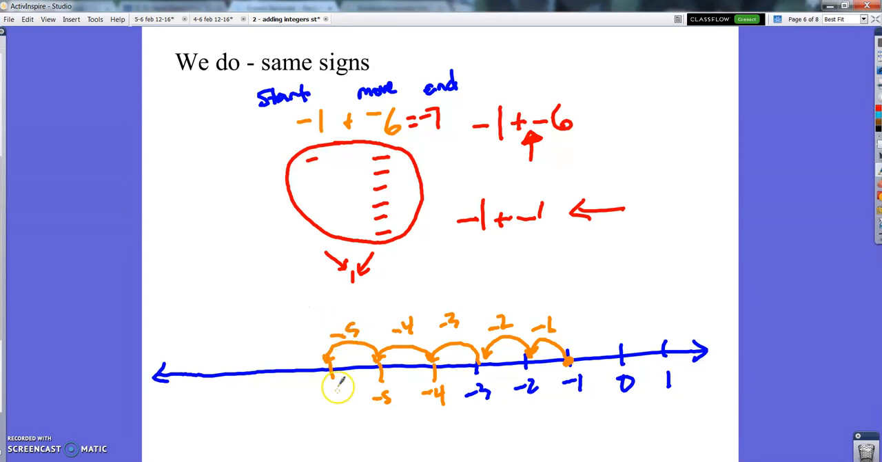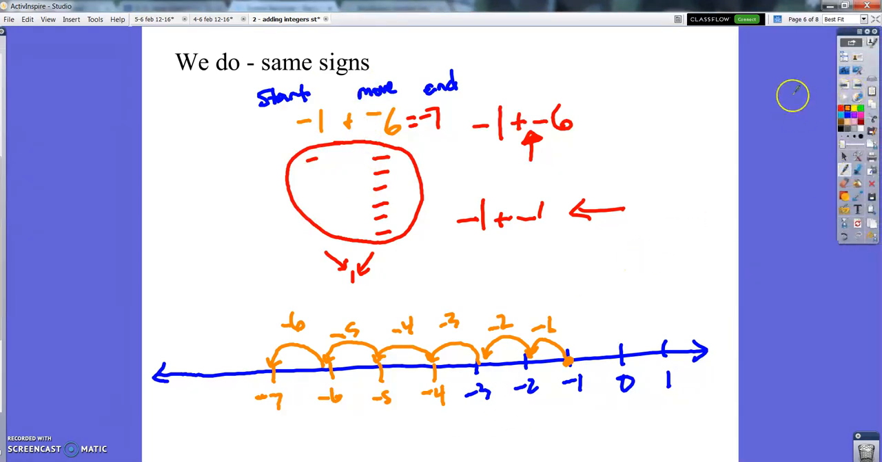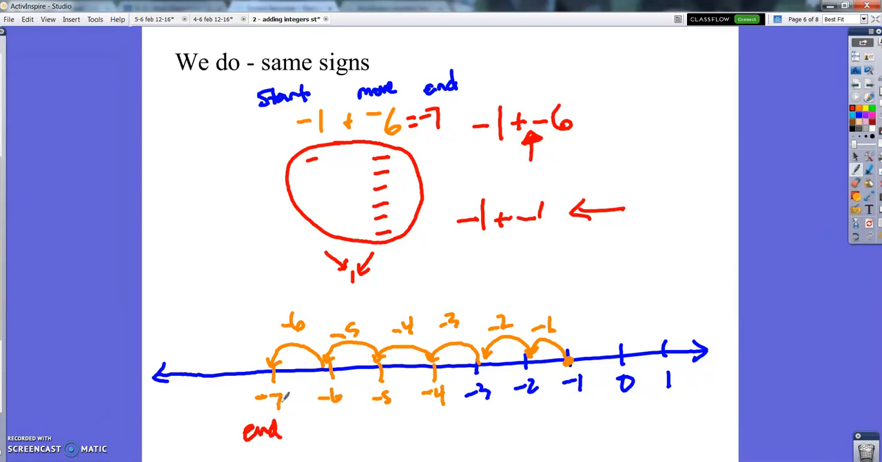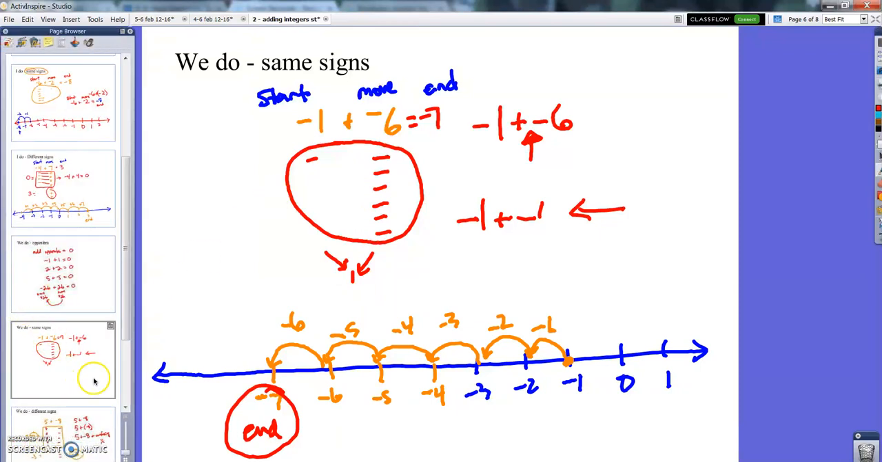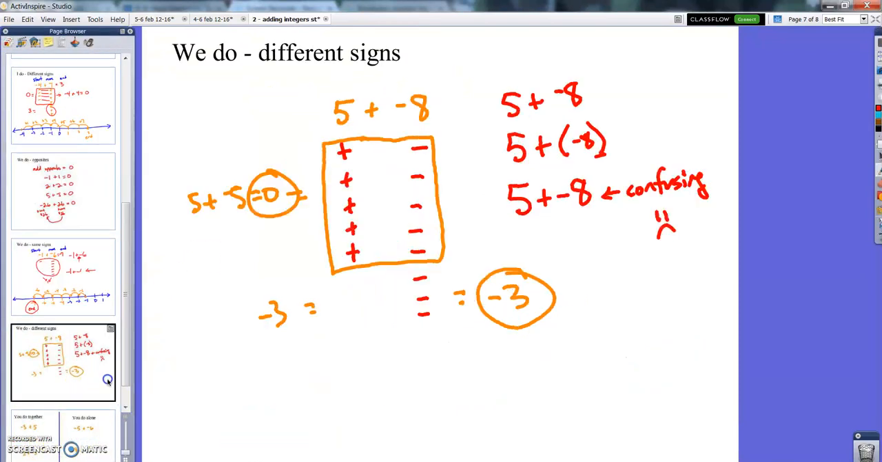5, and 6. So I started at negative 1, moved 1, 2, 3, 4, 5, 6 units in the negative direction, and I ended up at negative 7, which was my answer yesterday. So negative 1 plus negative 6 is negative 7. All right, one more, and I think you'll have it.